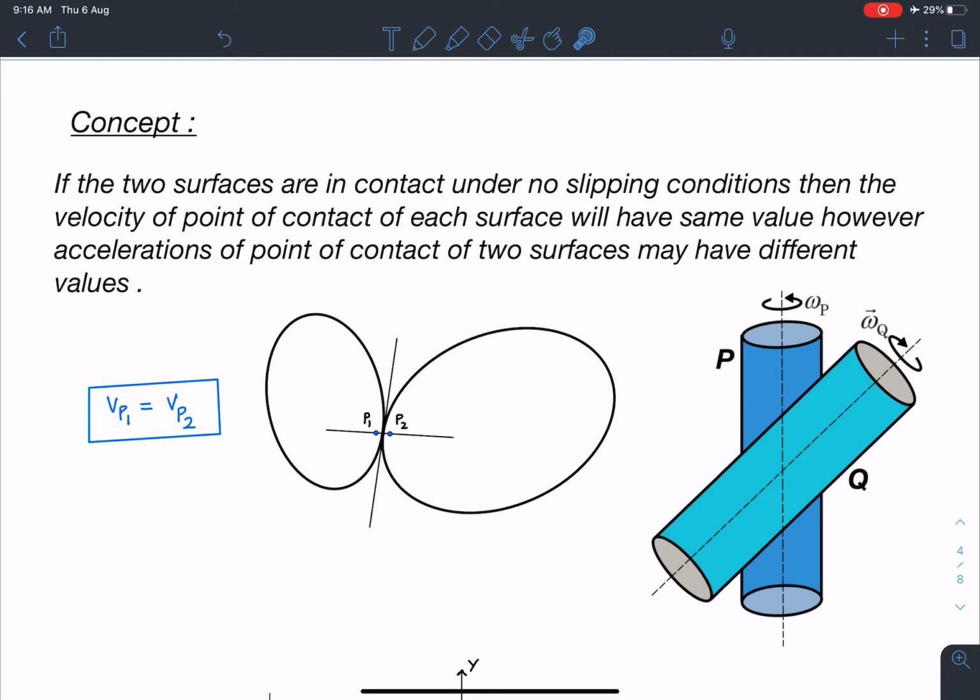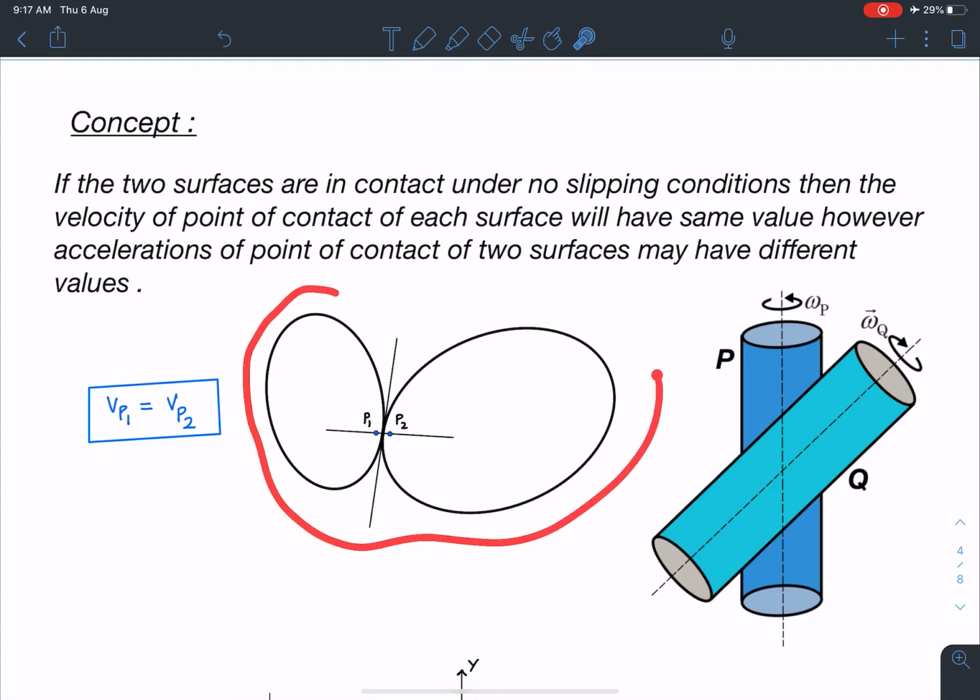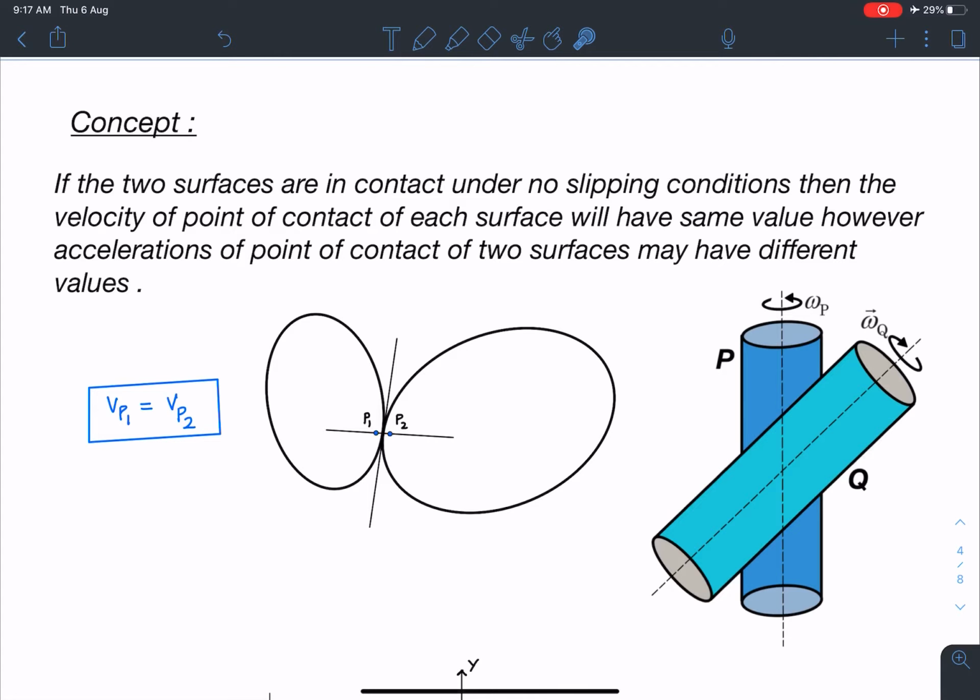So here it is. If two surfaces are in contact under no slipping conditions, then the velocity of the point of contact of each surface will have the same value. However, accelerations of the point of contact of two surfaces may have different values. We have seen this statement many times, and if there are two rigid bodies in contact with each other, then the contact points P1 and P2, as you can see, are going to have the same velocity if these two bodies are under no slipping conditions.